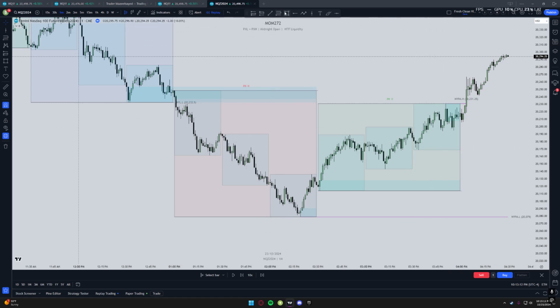It's the same thing here. This happened, and again, as I said earlier, this could be your model. This is a unicorn setup technically, and look to consequent encroachment, didn't touch the second time.